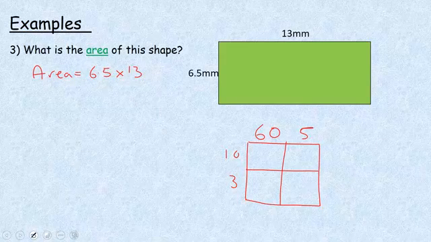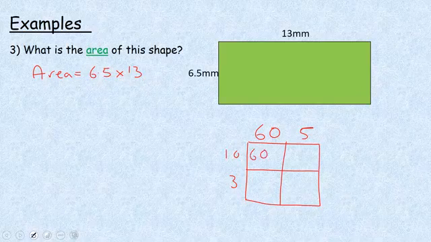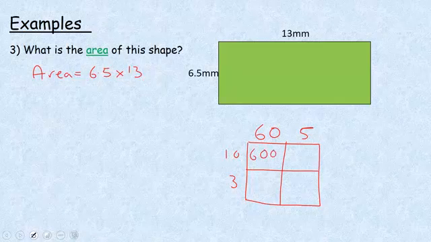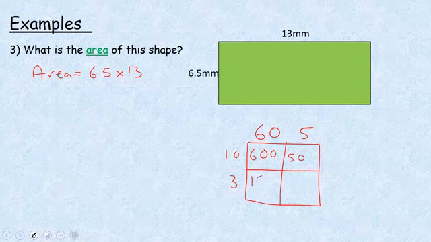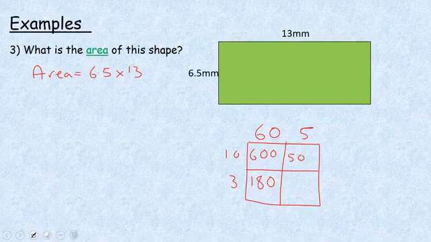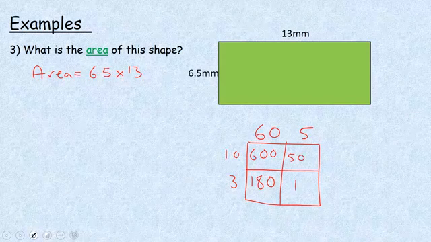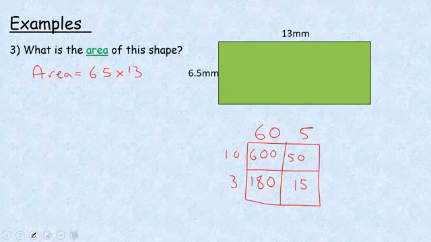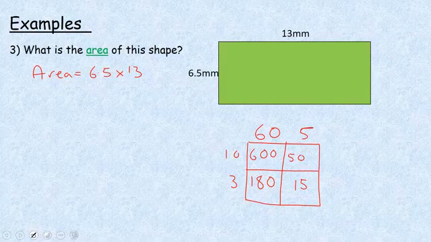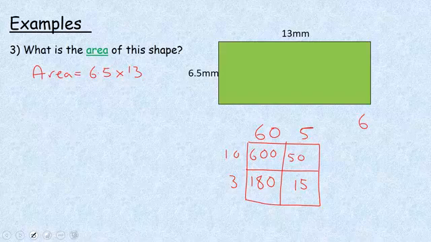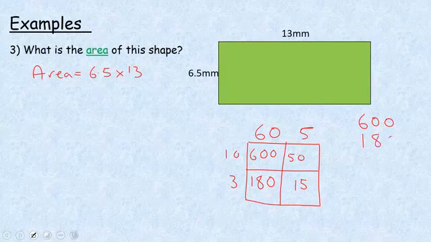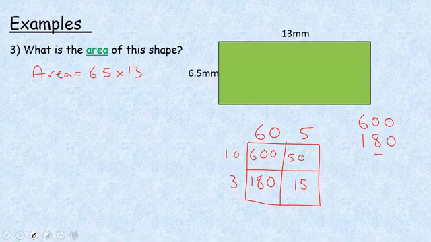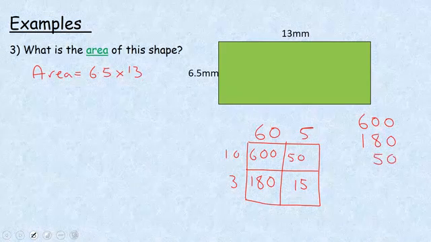So I know 1 times 6 is 6, add 2 zeros. 1 times 5 is 5, add 1 zero. 3 times 6 is 18, add 1 zero. Then 3 times 5 is 15. Don't add any zeros, and then we're going to add these up. So we've got 600. Be very careful of your columns in this part of the question.